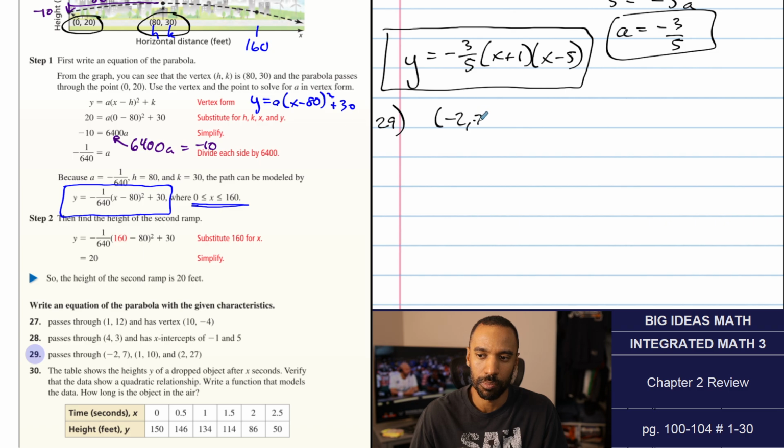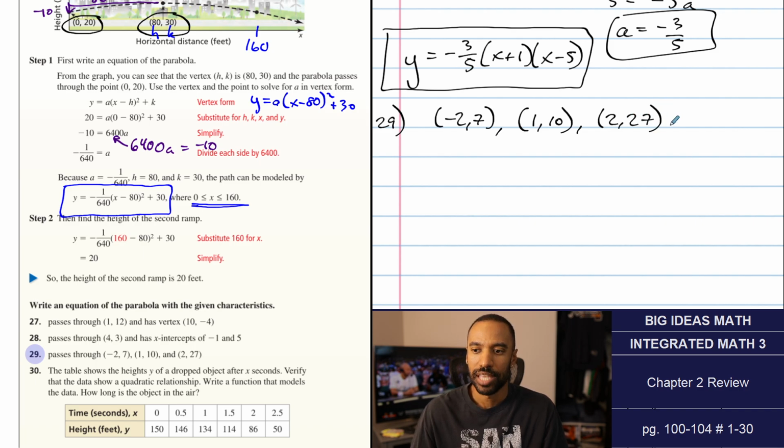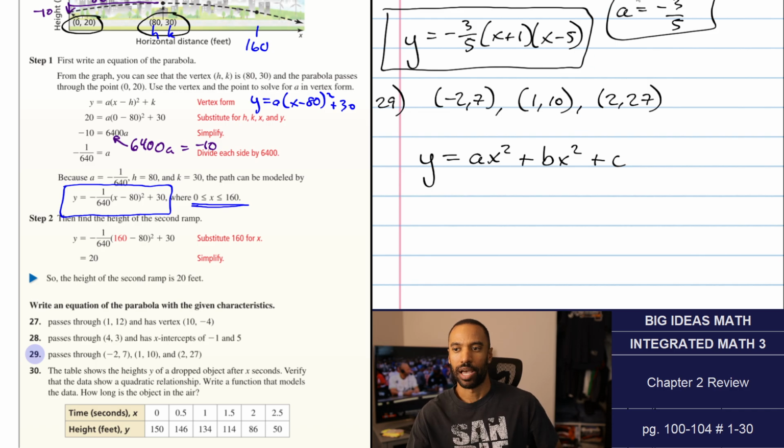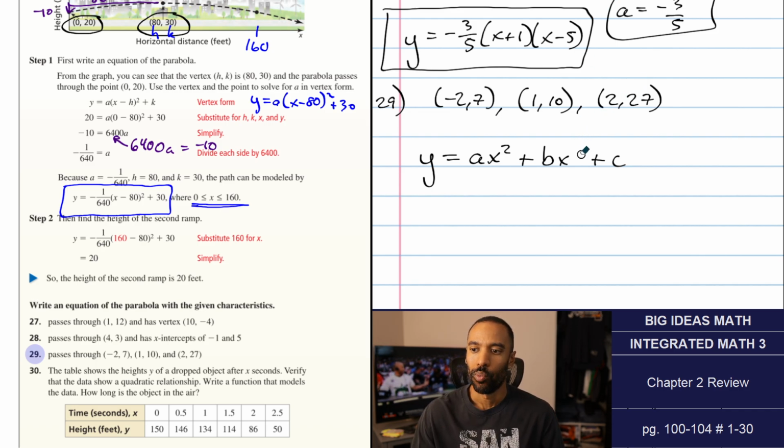So (-2, 7) is a point, (1, 10) is a point, and (2, 27) is a point. Now, standard form has a different look, right? Standard form is ax squared plus bx plus c equals y. We have to, not bx squared, just bx plus c. We have to find a, b, and c. We don't know any of the information yet. All of these points are just whatever they are. Now, the y-intercept isn't one of these. If we did know it, we could plug that in. But we don't know any of them.